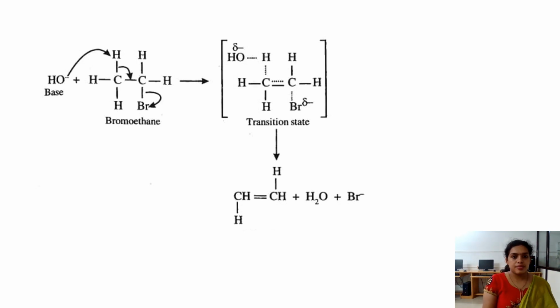This is the mechanism. It is clearly shown here. First, this base abstracts one proton, the proton adjacent to the carbon bearing the halogen. This Br and this hydrogen have to be eliminated. So the base attacks the hydrogen first, and then it forms a bond with hydrogen.